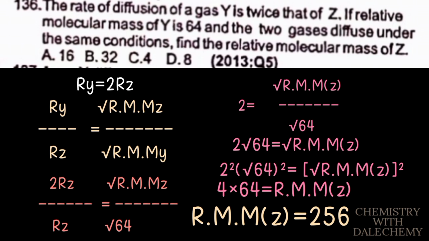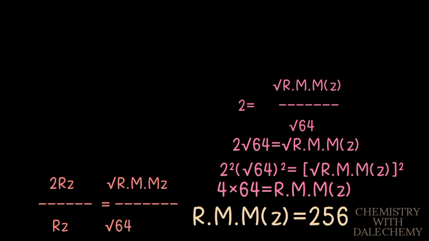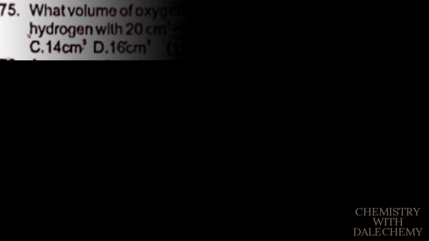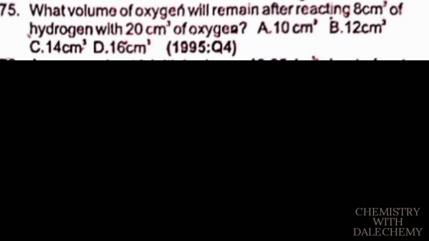So the next question is question 4 of 1995. What volume of oxygen will remain after reacting 8 cm cube of hydrogen with 20 cm cube of oxygen? According to Gay-Lussac's law of combining volumes, when gases react, they do so in volumes which bear a simple ratio to one another and to that of the product if the product is also a gas. So now when oxygen reacts with hydrogen, they will react according to the equation you see on the screen.